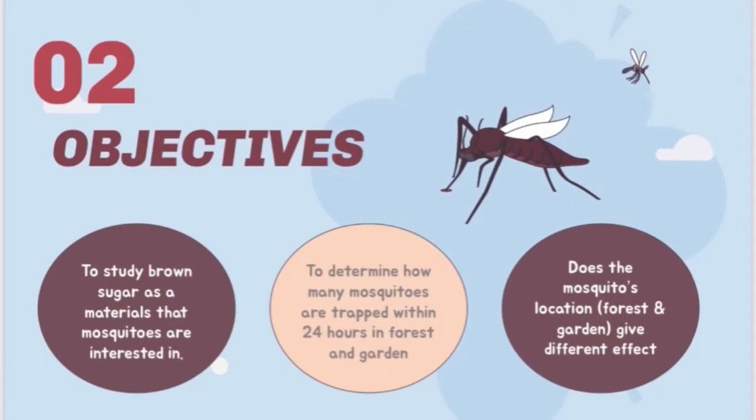There are three objectives in conducting this project. First, to study brown sugar as a material that mosquitoes are interested in. Secondly, to determine how many mosquitoes are trapped within 24 hours in forest and garden. Lastly, does the mosquitoes' location, such as forest and garden, give a different effect?